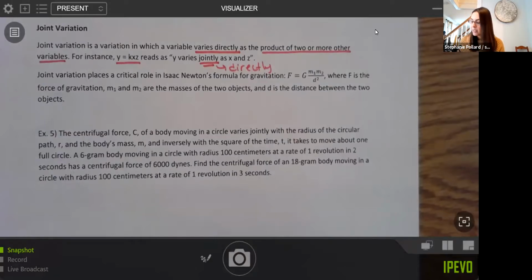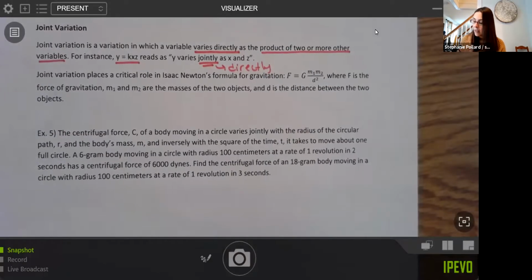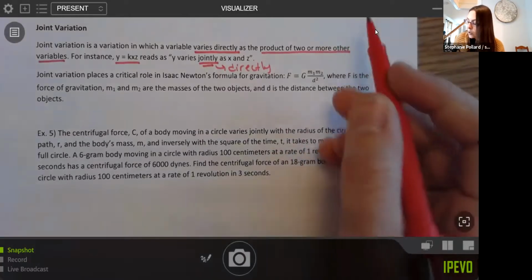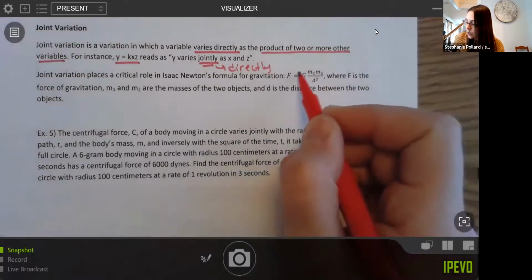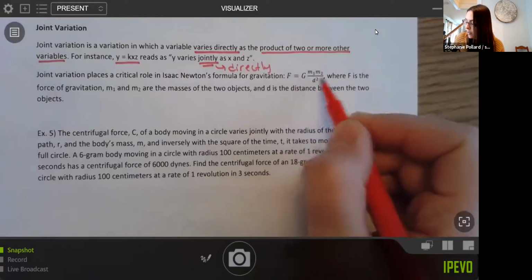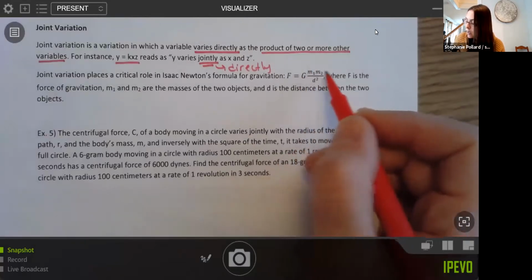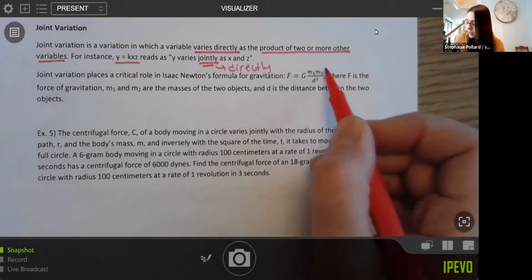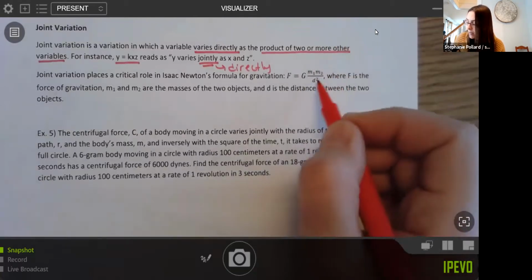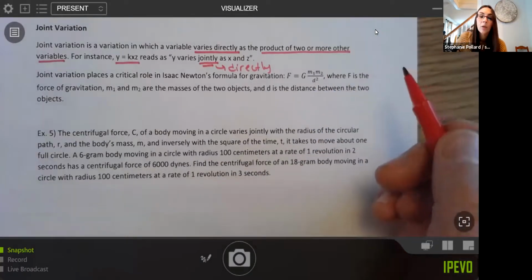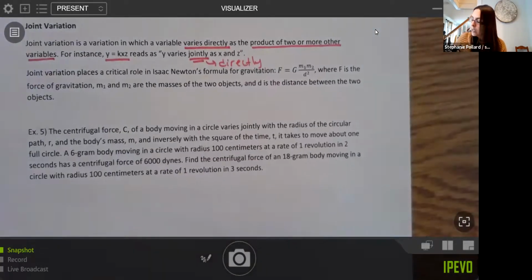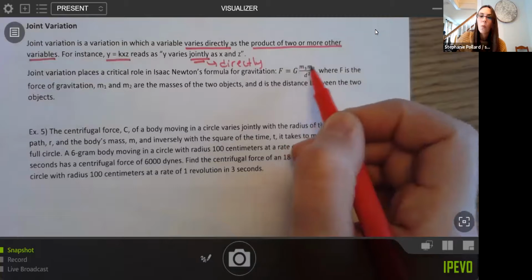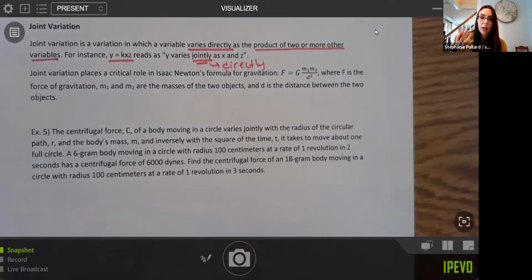So joint variation plays a critical role in Isaac Newton's formula for gravitation. So here you do have sort of joint variation going on with the two masses, for instance. And then I should say you do have inverse variation going on here with the d, which is the distance between the two objects. So you have both. You actually have combined here as well. But you do have joint because you have more than one variable being multiplied is what we're looking at here.